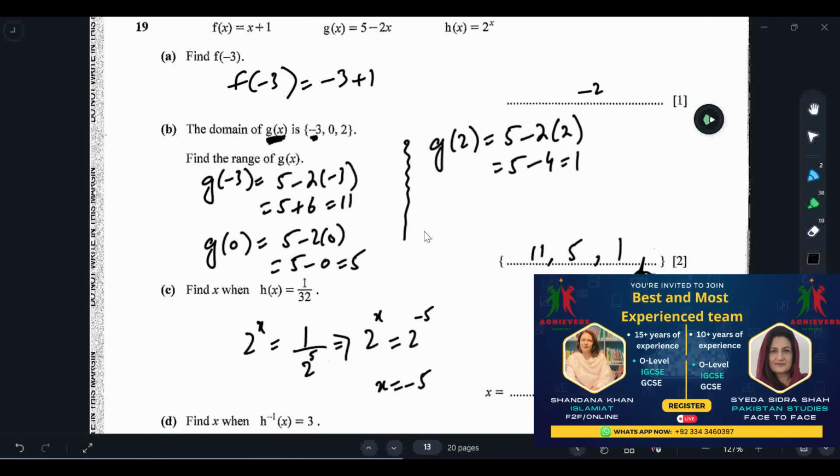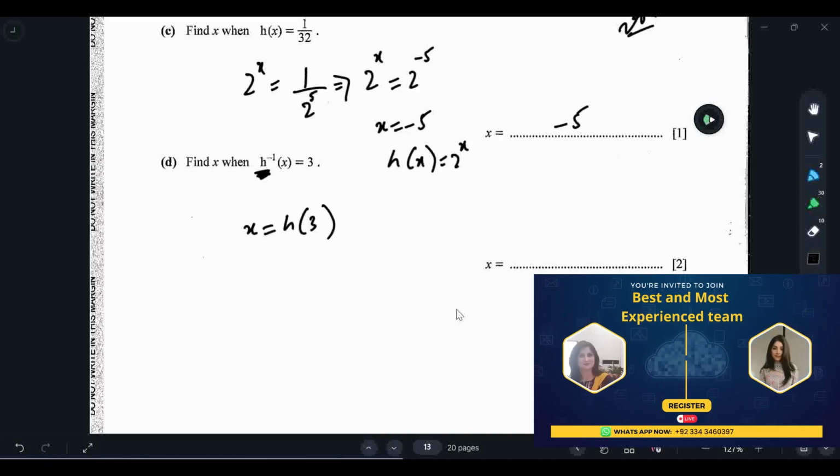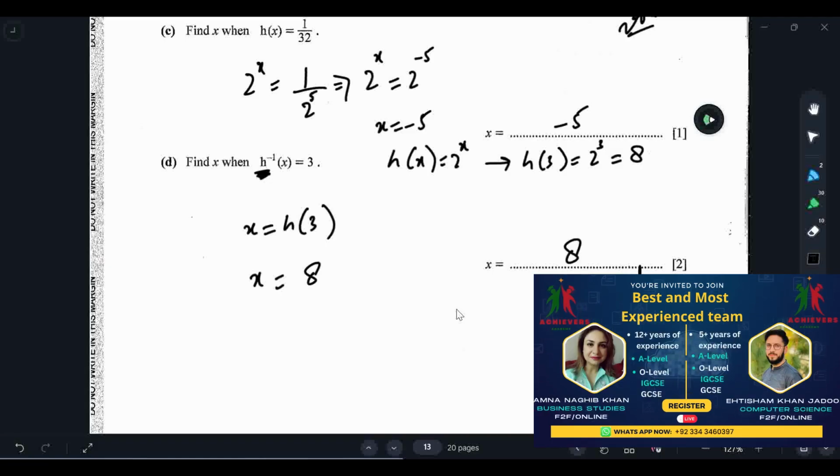Now let's move to the D part, h inverse of x, but we must know that h of x is equal to 2 power x. In the D part, they are saying h inverse of x is equal to 3. So if we shift this h towards the right side, x is equal to h of 3. Now we know that if h of x is this, h of 3 should be equal to 2 power 3, which will be 8. So x will be equal to 8. This will be the final answer. I hope that the concept is clear.